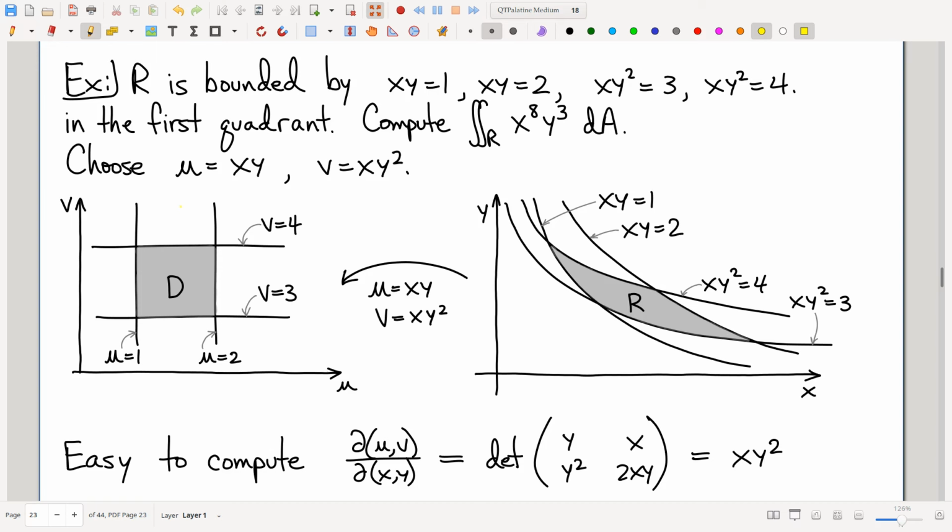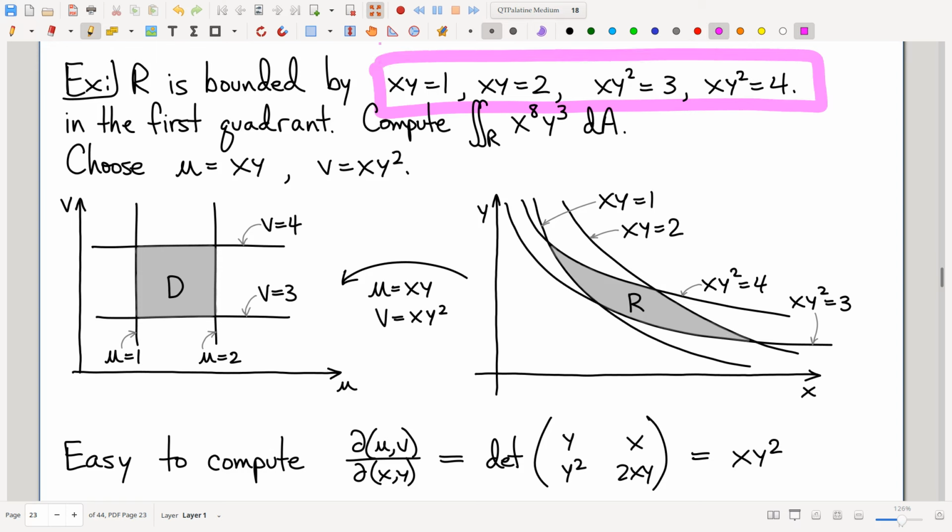Gosh, I wish I thought of this myself. I didn't, but here it is. Whatever your equations are, let me pull back on that just a little bit. If your equations are 2 level sets of one function and 2 level sets of another function, then something awesome is going to happen. Now, let's just take a quick moment to recognize that is what we have. In this case, we have 2 level sets of xy and 2 level sets of xy squared. Okay.